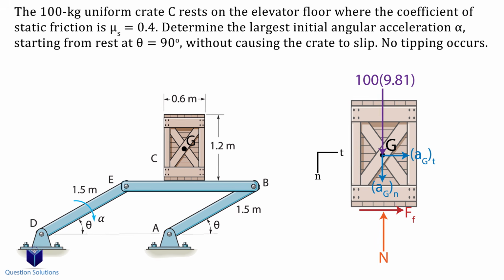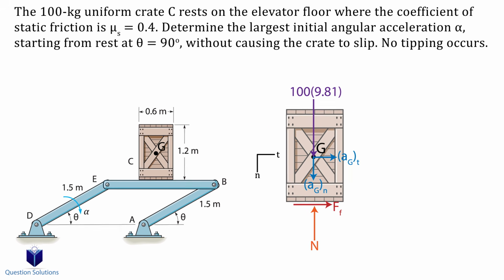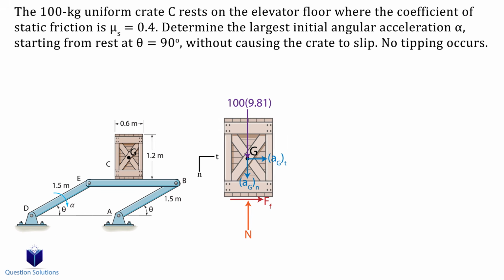Now we need to think about this problem. When theta equals 90 degrees, the angular velocity is 0. In other words, everything starts from rest. So remember how normal acceleration is angular velocity squared times r? Well, in this case, since everything starts from rest, normal acceleration at 90 degrees would be 0. To find the tangential acceleration, the equation is the angular acceleration multiplied by r.